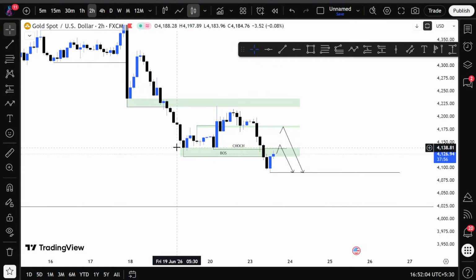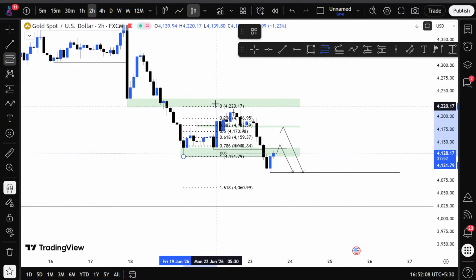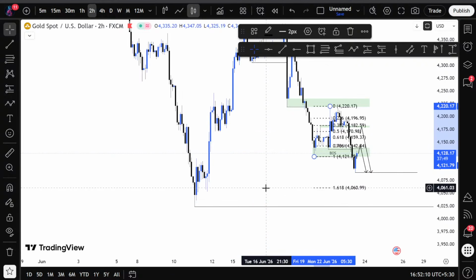Same thing for this retracement. Our target is 4060. Same thing, dropping here.